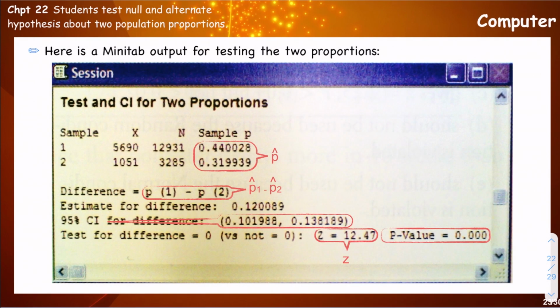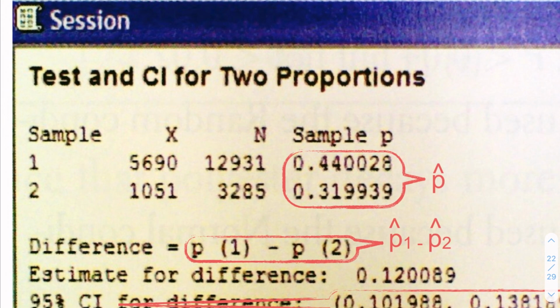So here's the Minitab output for the testing for two proportions. Ideally, especially on the AP test, they love giving you these printouts so you don't have to rely on your own technology. So what is this saying? Well, here's sample 1, that's our males. This is X1. Here's X2, our N1 and our N2, our P sample for our male and our sample for our female.